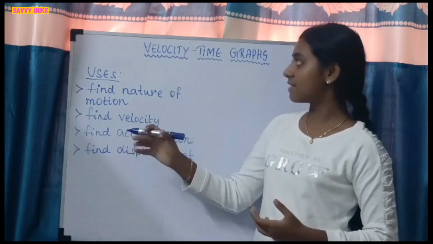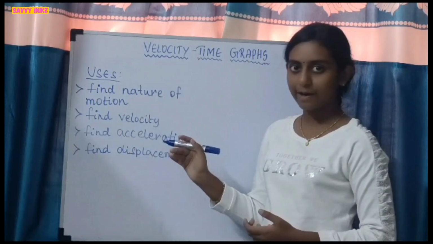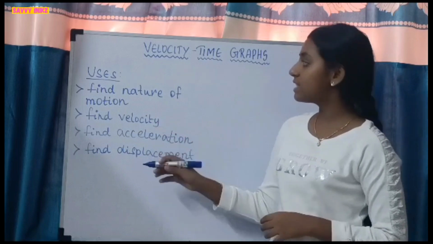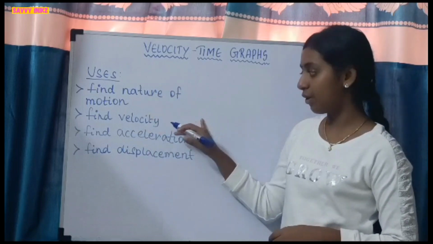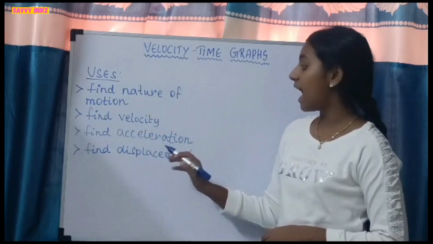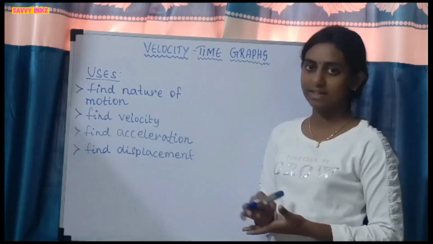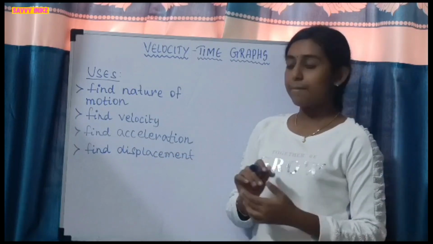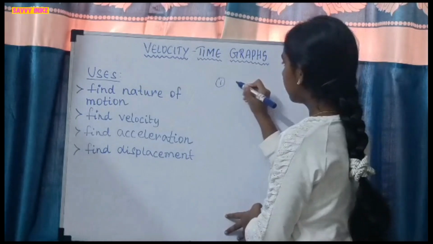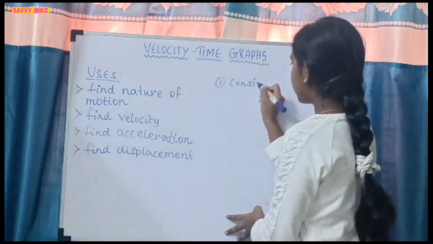So let's learn the uses of velocity time graphs. There are 4 uses. The first is we can find nature of motion, we can find velocity, we can find acceleration, and we can find displacement using velocity time graphs. So first type of velocity time graph is constant velocity.